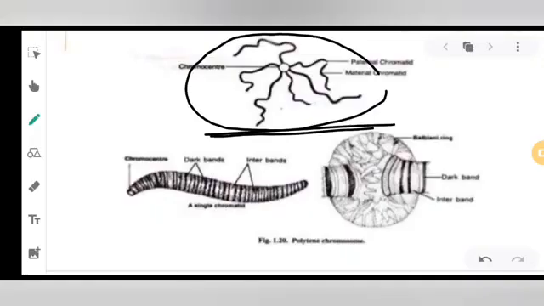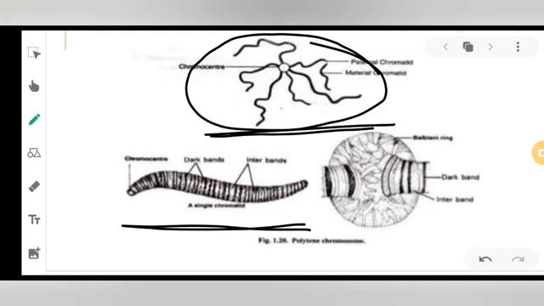See, this is the topic of the polytene chromosome. Polytene chromosomes are found in the salivary glands of Drosophila, that means the housefly. This is the entire set of the polytene chromosome, and this is one arm of the polytene chromosome. The polytene chromosome consists of 5 arms, and this is one of the arms.